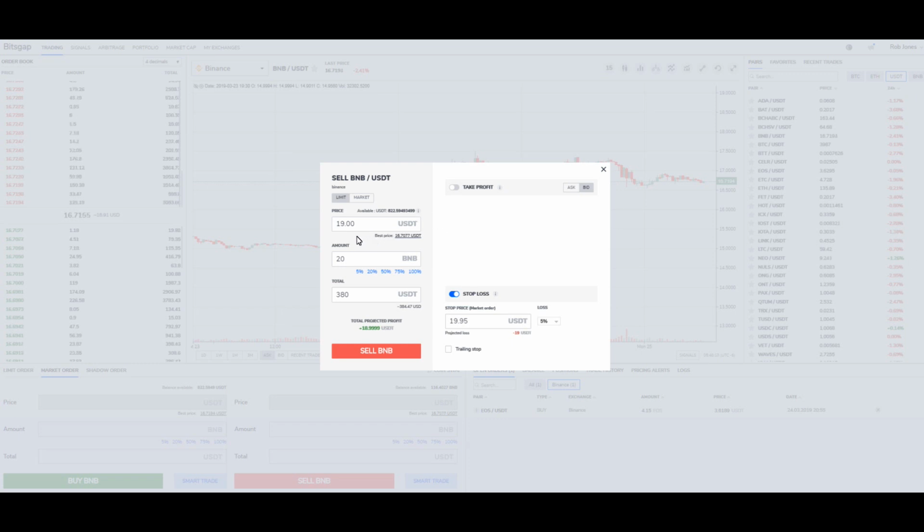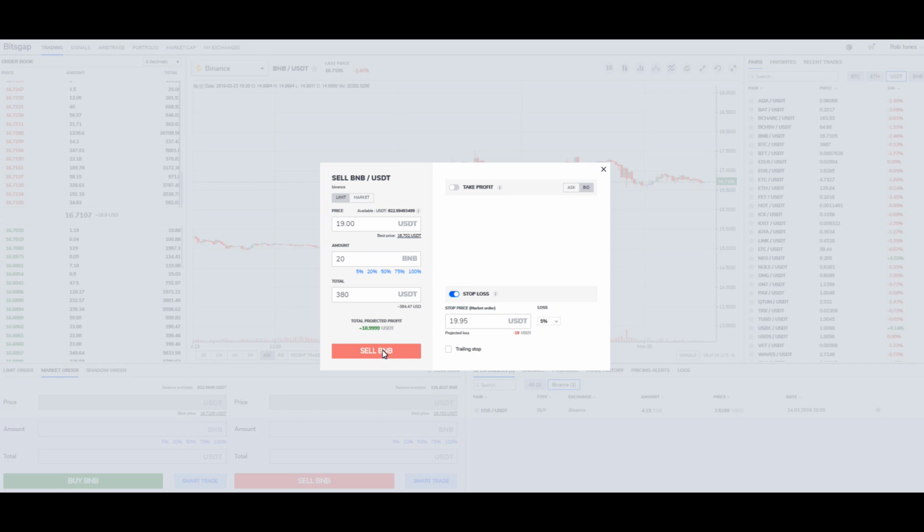So if we were to put in that limit order at 19, which is above the market price of 16.71, and we've got the market price here also, then based on 20, 19 times 20 is going to be 380. So we know right off the bat. It's a real easy calculation in your head too, because if you know that you bought your 20 BNB for 300 bucks and you need $80 profit out of that, then you know that your price is going to be set at 19 and you're good to go. And you can pretty much put in this limit order and just sell it.